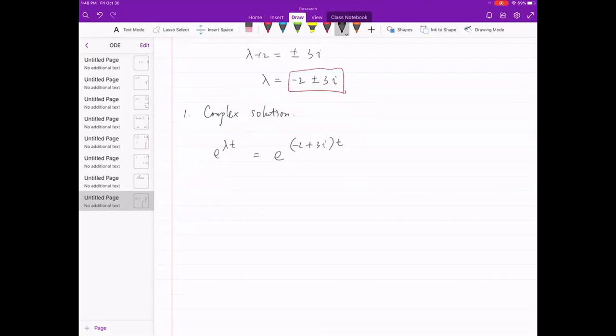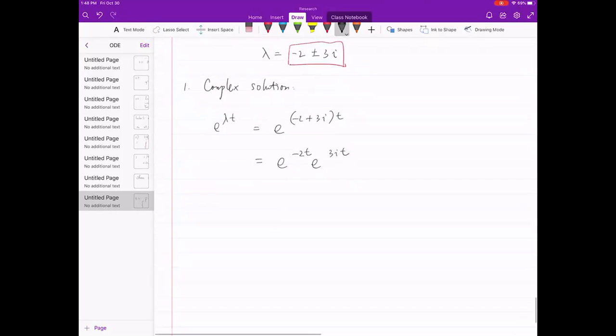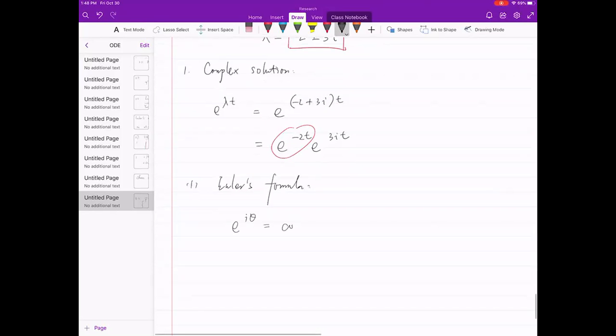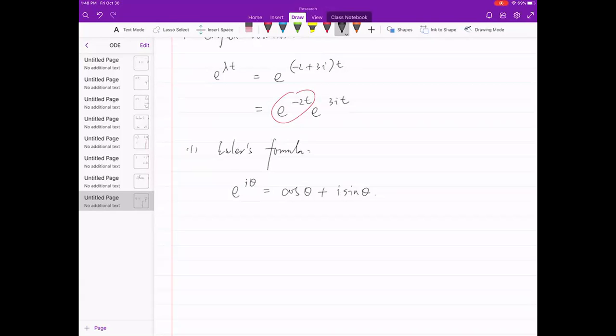That goes back to Euler's formula. So number 1, we decompose them into the real part times the imaginary part. And this part is easy. Now for the imaginary part, we use Euler's formula. That is e to the i theta equals cosine theta plus i sine theta. Have you guys seen this formula before? Okay.